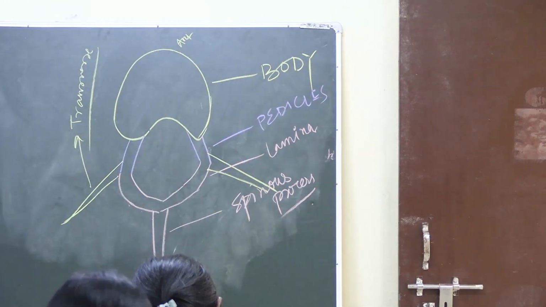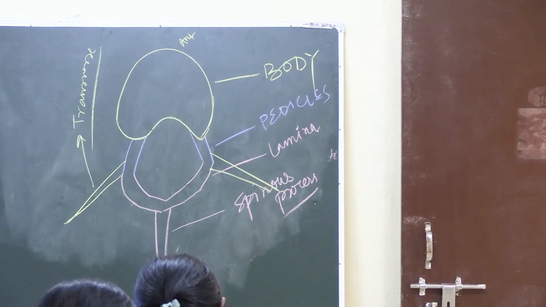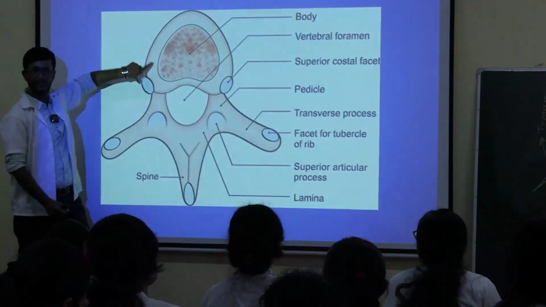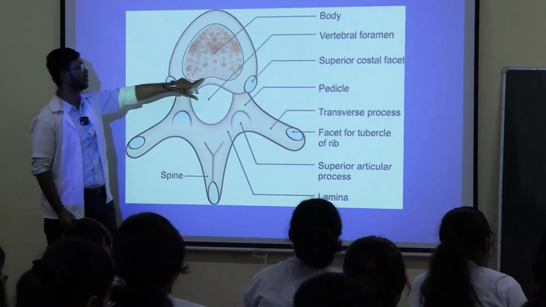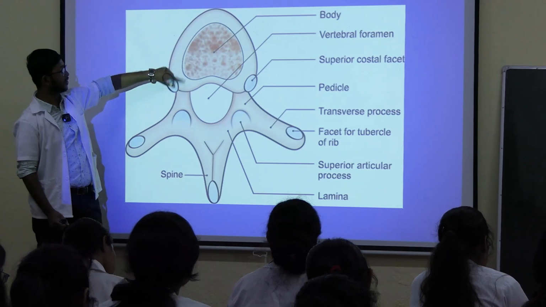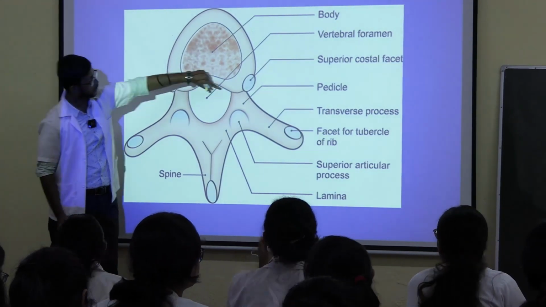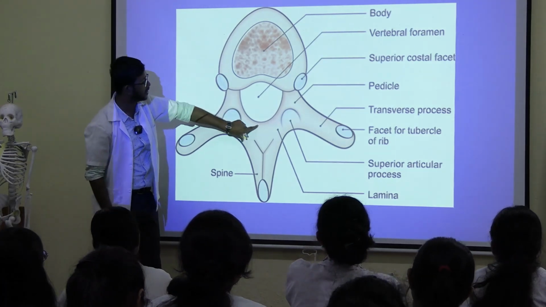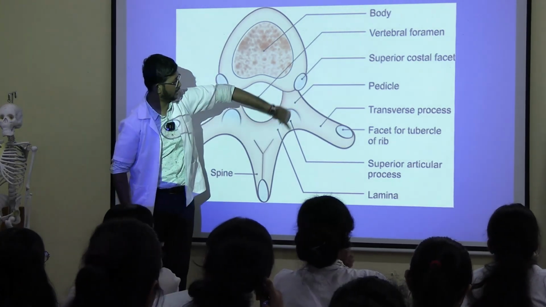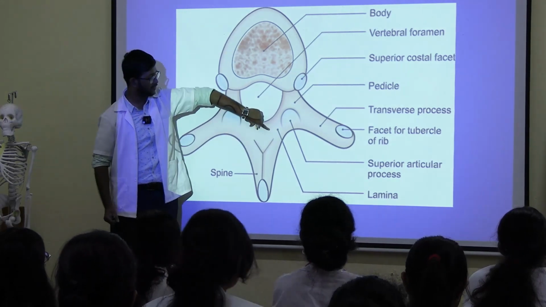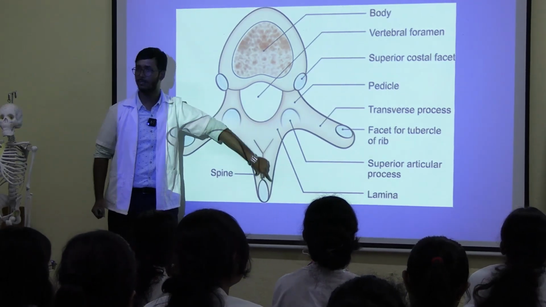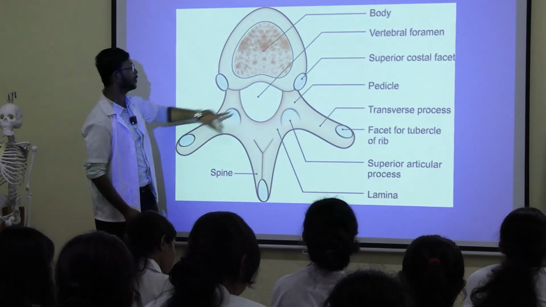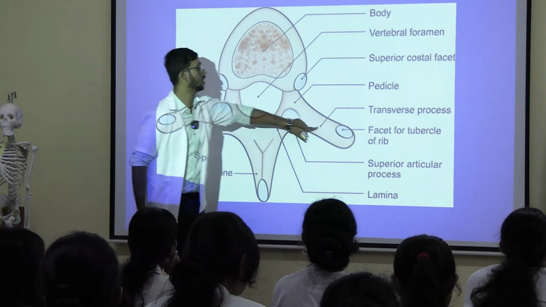Got it? We will have a recap of this. See, this is your vertebra. Body of the vertebra. From this body on the posterior part, I am getting two pedicles like this. These two pedicles get joined with the lamina. These two laminae get fused together to form the spinous process. And from the pedicle and lamina, we get two transverse processes.